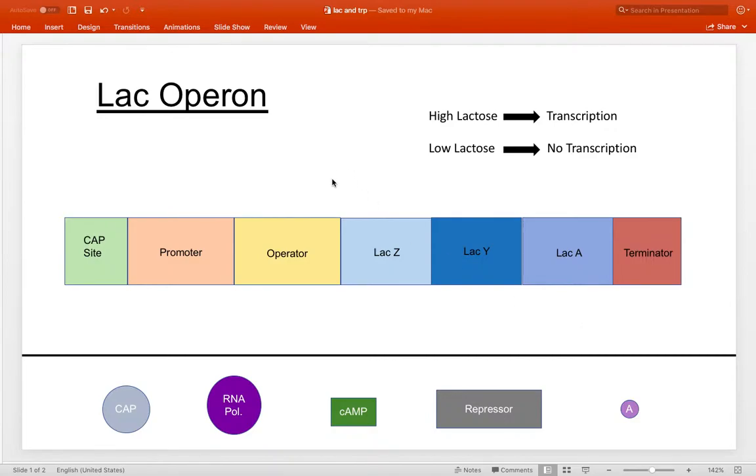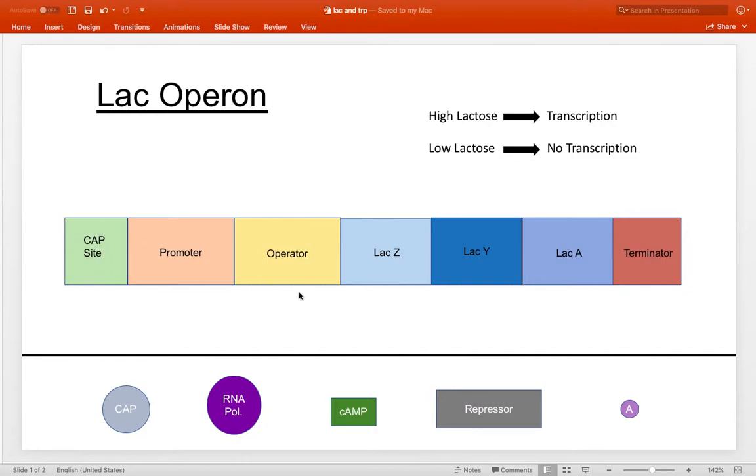Okay, so today I will be teaching you guys about the lac and trp operons. The lac operon is a cluster of genes that contain the DNA sequences to regulate the metabolism of lactose. The lac operon consists of a promoter, an operator, a terminator, and the genes lac-Z, lac-Y, and lac-A, and also has a CAP site, which is a catabolite activator protein, here at the start.